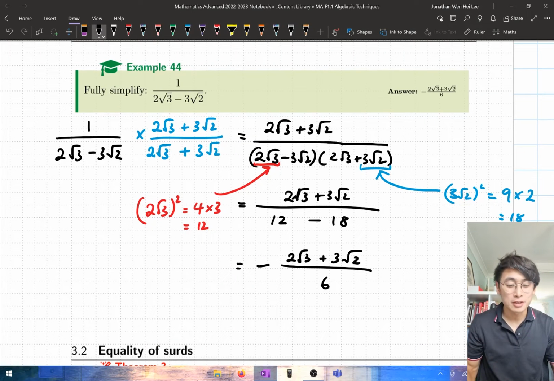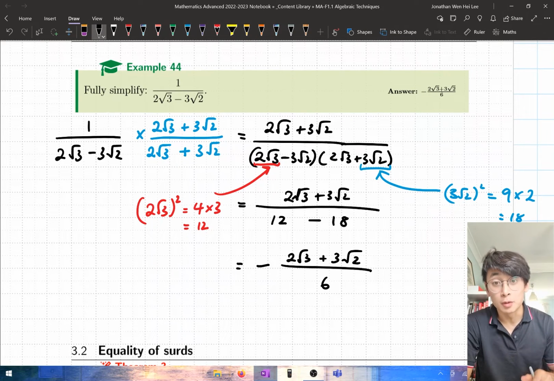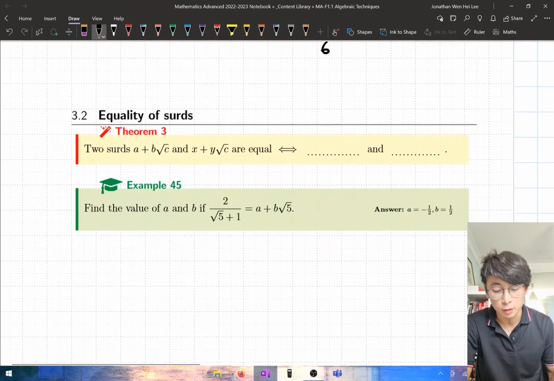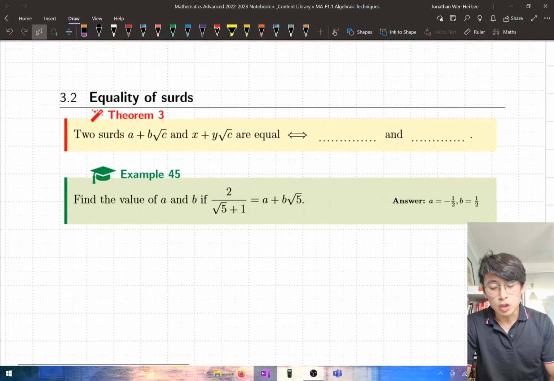So once again, just like the previous example, when we are trying to rationalize the denominator, we need to multiply both the numerator and the denominator by the conjugate if it's a binomial term in the denominator. Okay, if you need to look back at any particular part, please feel free to pause the video and go back. I'm going to move on to the next and final section of this particular part of the booklet, equality of surds. Now we've got two expressions.